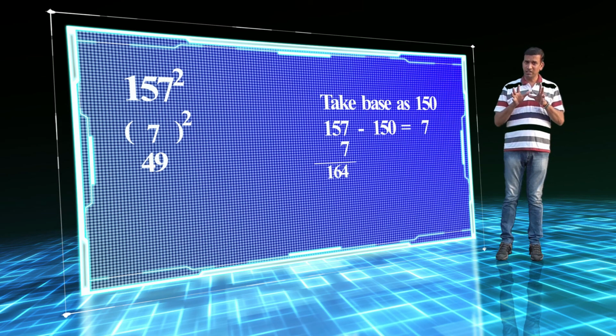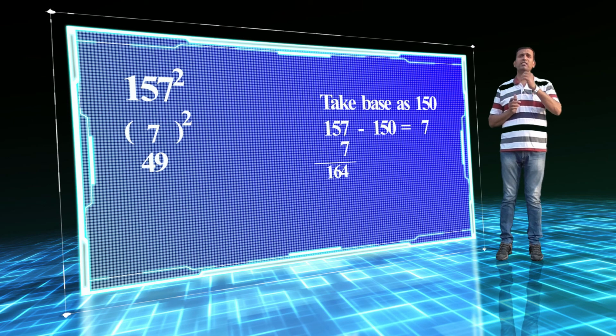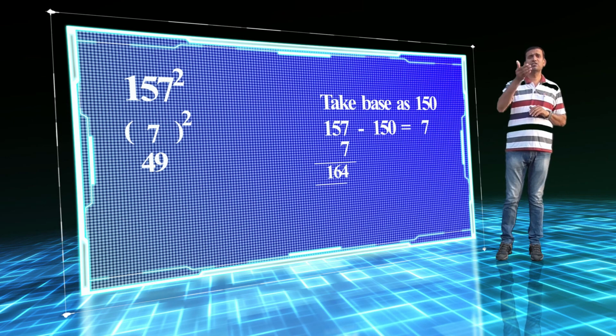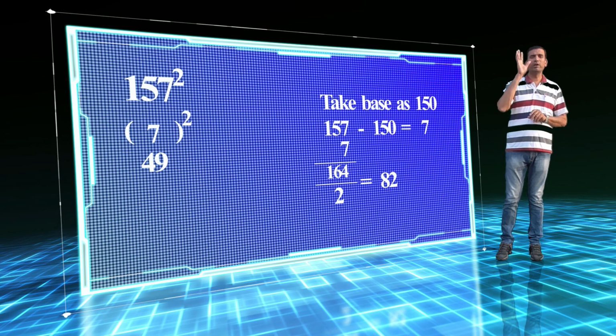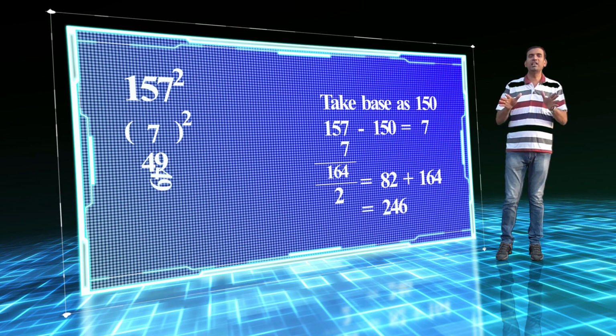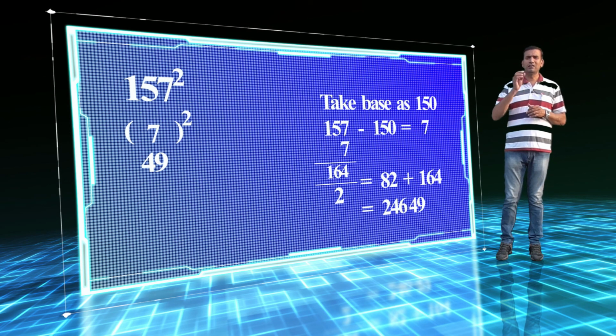That should be multiplied with 1.5. Instead of multiplying by 1.5, you can take half of that value. Half of 164 is 82. Simply add. You may multiply by 1.5 or take half of the value and add both. 164 plus 82 is 246. So finally, we have 246, then 49: 24649. Everything can be done mentally. If you have a little concentration and calculation power, you can find it mentally. There is no need of pen and paper for this.